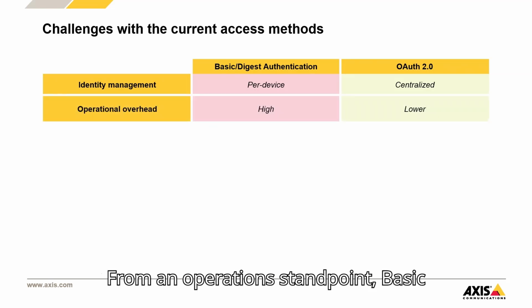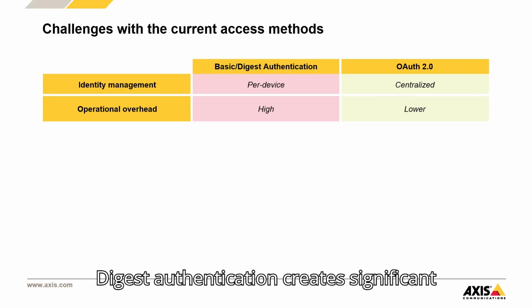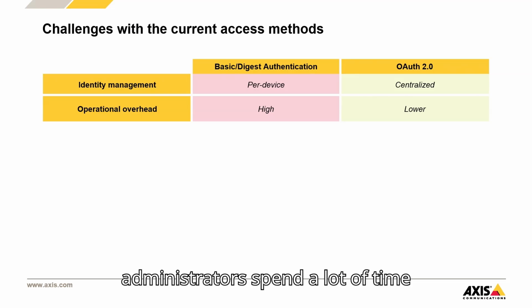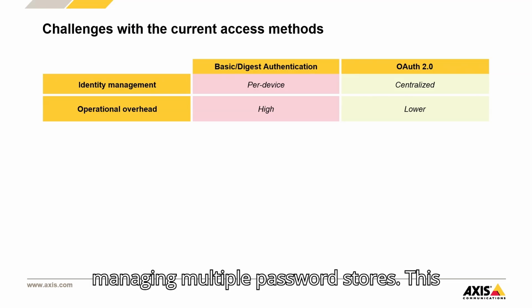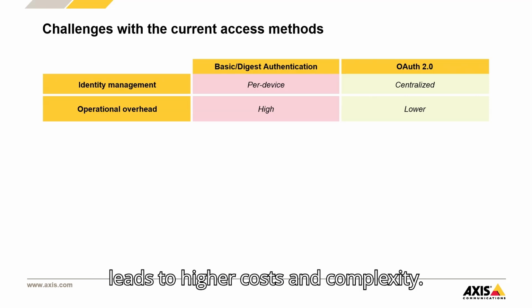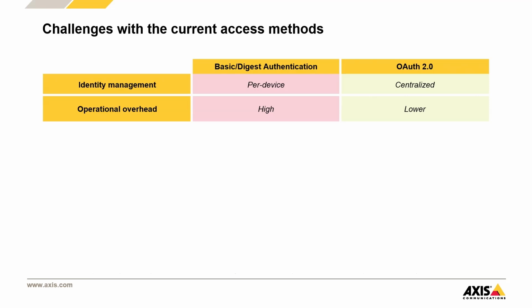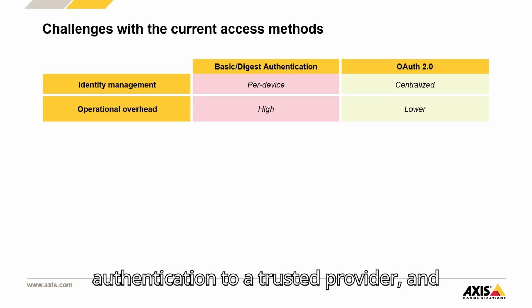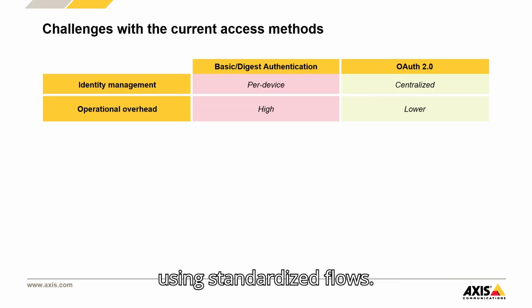From an operations standpoint, basic digest authentication creates significant overhead. Because of silos, administrators spend a lot of time managing multiple password stores. This leads to higher costs and complexity. OAuth reduces this burden by delegating authentication to a trusted provider and using standardized flows.